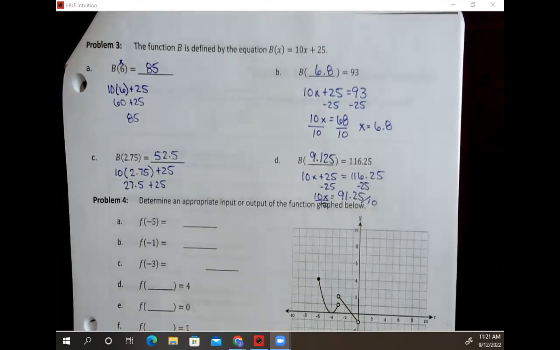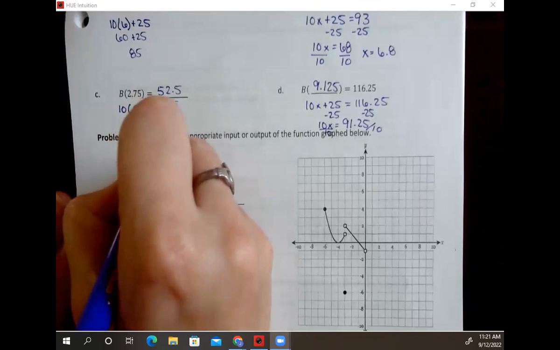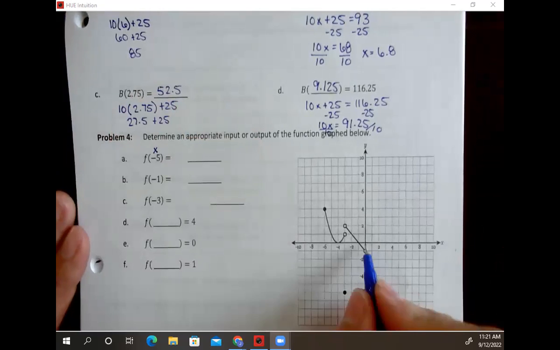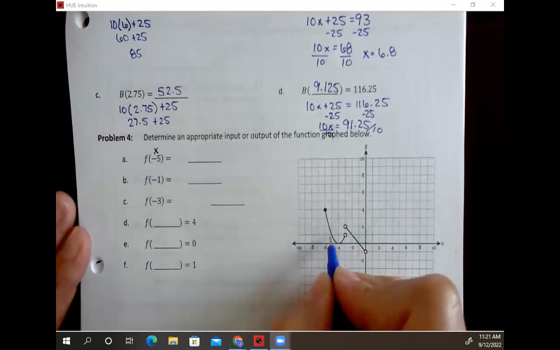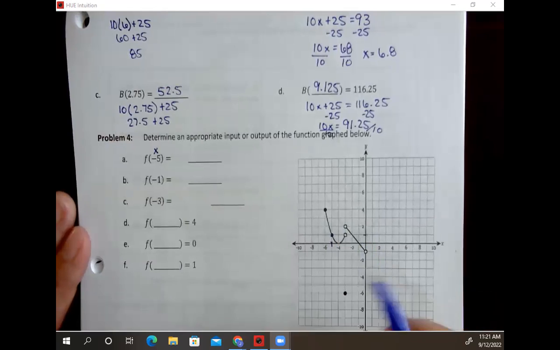4 is back to a graph, and we've seen graphs before. So again, we want to pay close attention to, do I have input or output? So f of -5, this is an input. This is an x value. So I'm going to go to where x is -5 and follow that to the graph and report the y, report the output. So that would be an output of 1. So f of -5 equals 1.